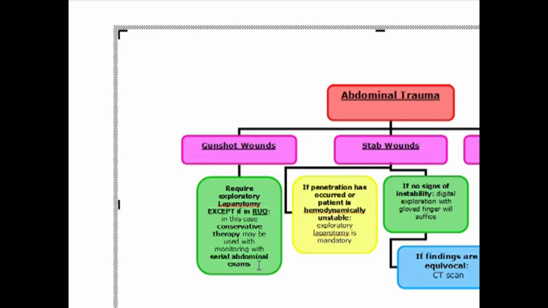Next, let's go to stab wounds. First, we want to see if penetration has occurred. If penetration has occurred and the patients are hemodynamically unstable, exploratory laparotomy is mandatory. But if there's no signs of instability, that's when we do digital exploration with the gloved finger, okay? So in stab wounds, what are we going to do? We're going to once again look at our hemodynamic stability. If they're hemodynamically unstable, exploratory laparotomy. If there's no signs of instability, digital exploration with gloved finger will suffice, all right? And if findings are equivocal, we go to the CT.